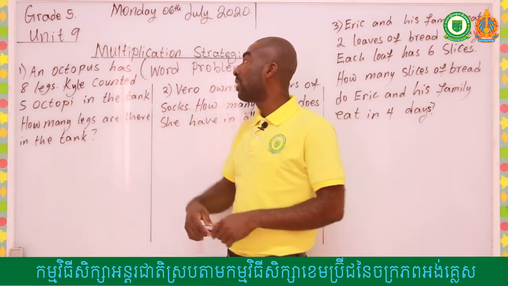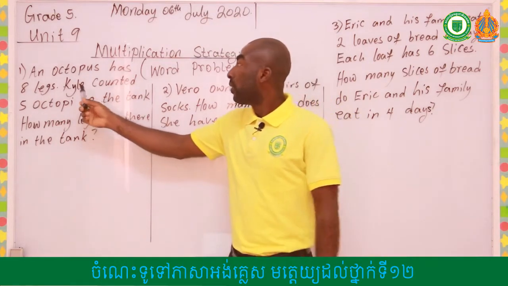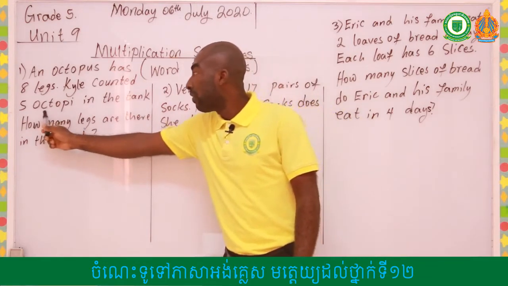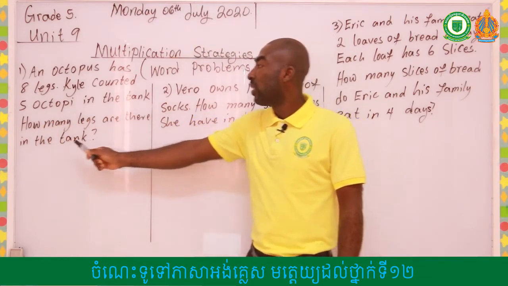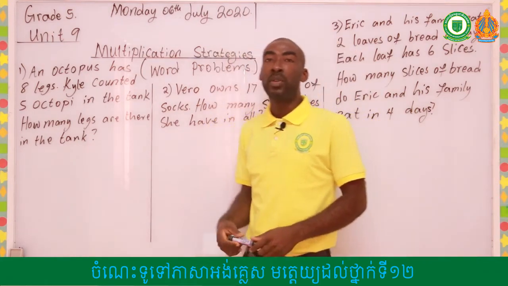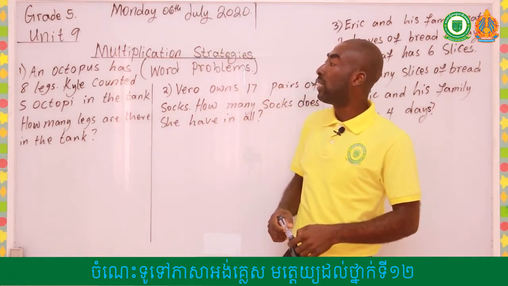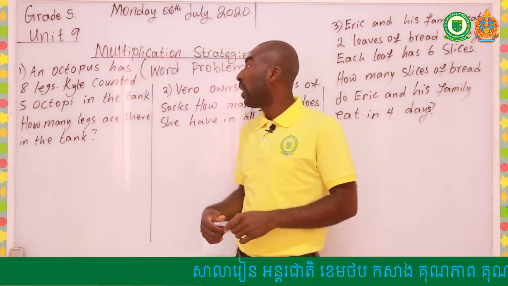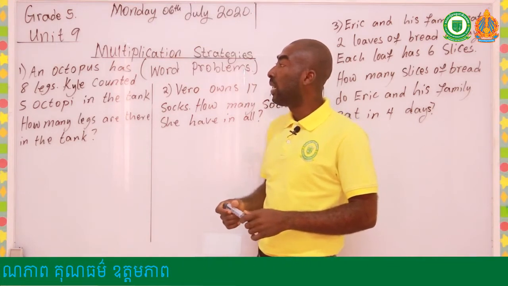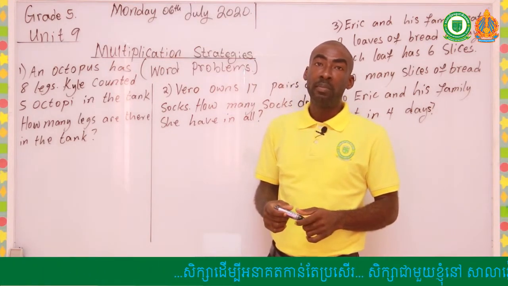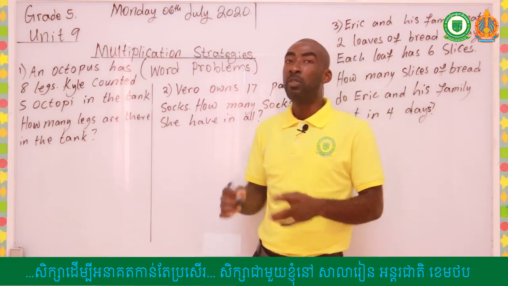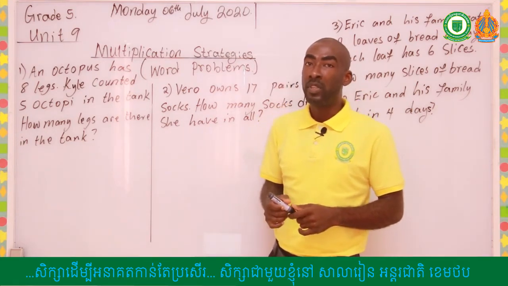The first one says that an octopus has 8 legs and Kelly counted 5 octopi in the tank. So how many legs are there in the tank? So what are we talking about? We are talking about the legs of the octopi, okay? One octopus is having 8. So if Kelly is counting 5 of them, it means that we have to do some multiplications to know the number of total legs that we have in the tank, okay?